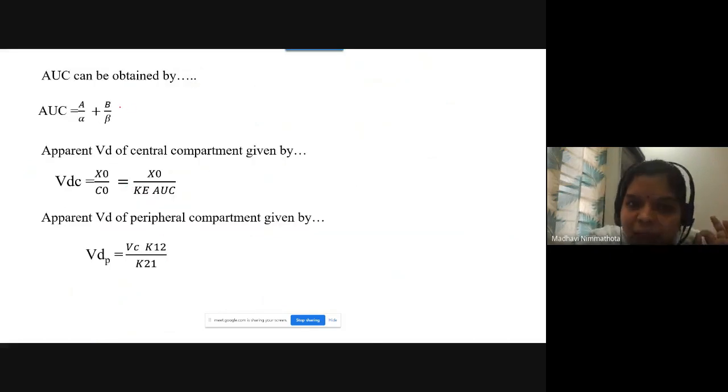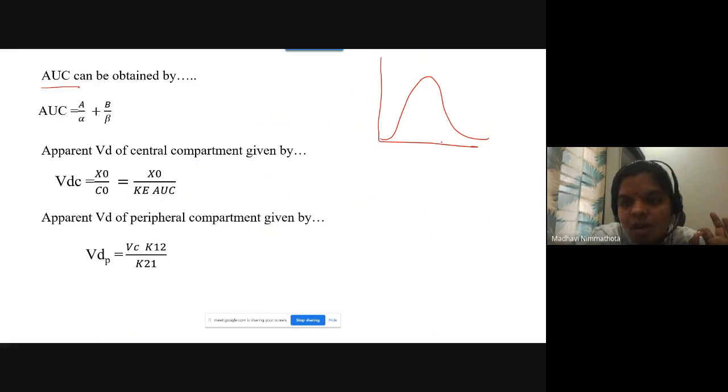So the next parameter is AUC. AUC means area under the curve, right? This is the whole area which is available for drug absorption, which is nothing but our area under the curve. When you take the time here, and the concentration here, how will we get this area?